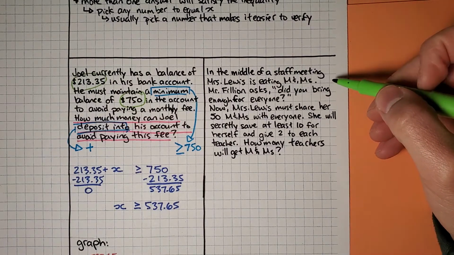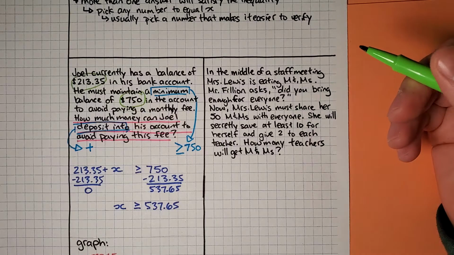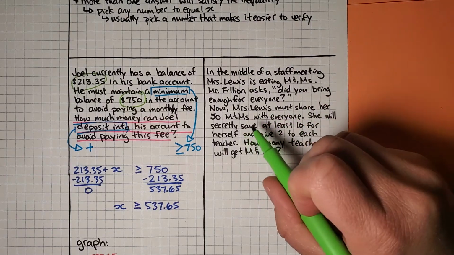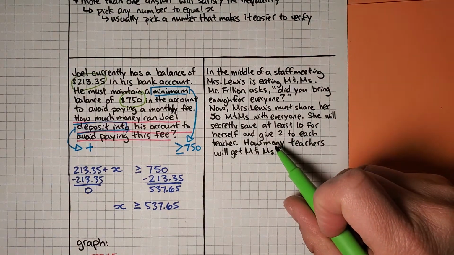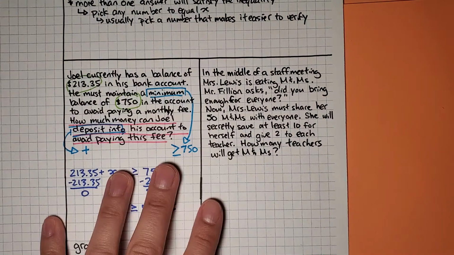In the middle of a staff meeting, Mrs. Lewis is eating M&Ms. Mr. Phelan asks, "Did you bring enough for everyone?" Now, Mrs. Lewis must share her 50 M&Ms with everyone. She will secretly save at least 10 for herself and give 2 to each teacher. How many teachers will get M&Ms?